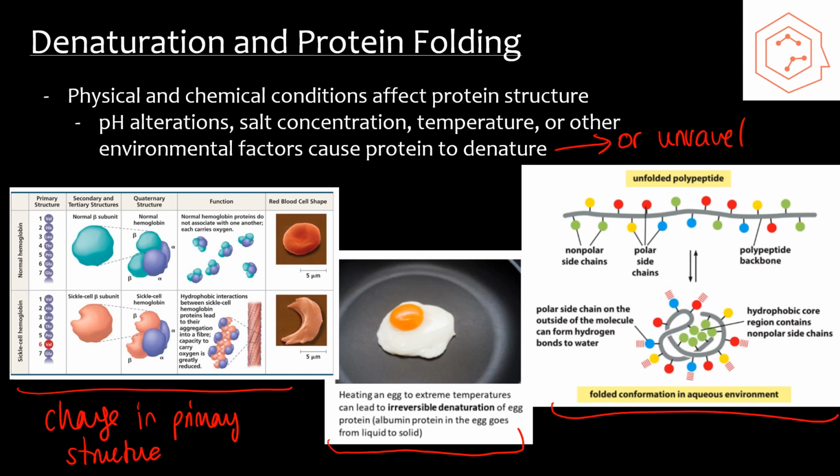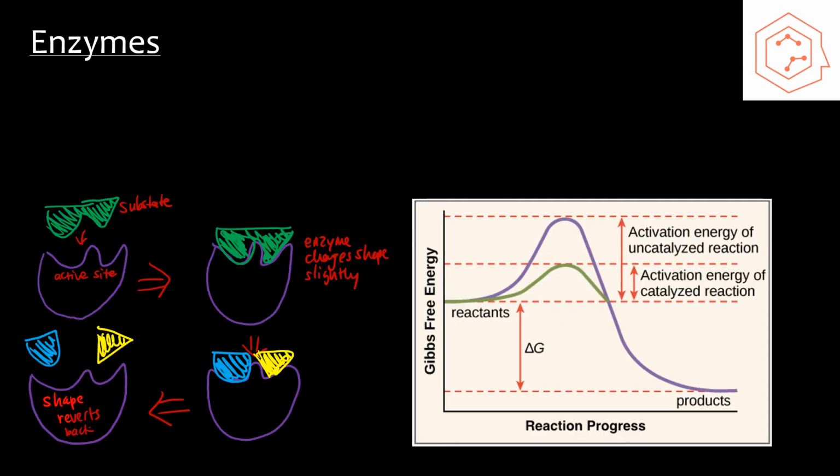In terms of this, I wanted to highlight this point again here. Protein folding relates to where we can or will find a protein within the cell. So like I said before, polar side chains are on the outside of the molecule so that they can form hydrogen bonds to water. But in the interior, you have a hydrophobic core, which contains the nonpolar side chains.